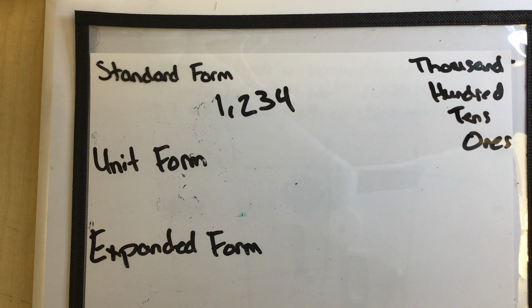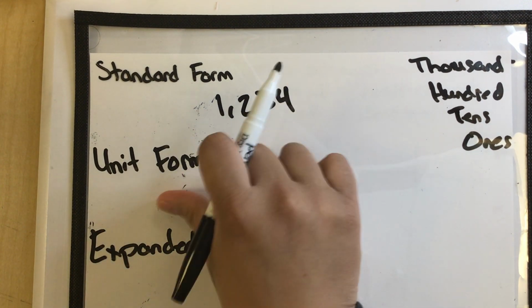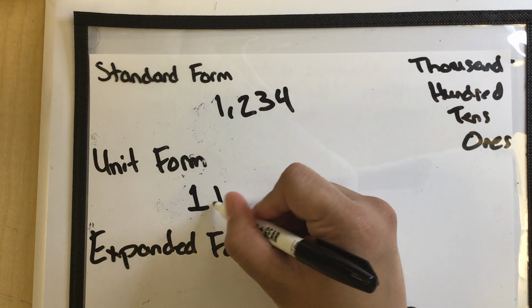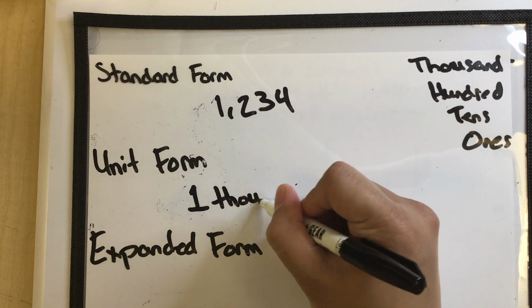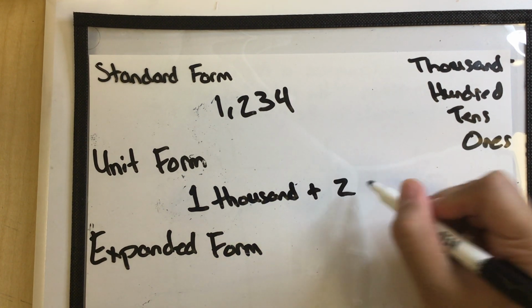All right, we're looking back at our unit form and expanded form for our number 1,234. So let's start. We have 1,000. Remember, our unit is spelled out. Plus 200s.